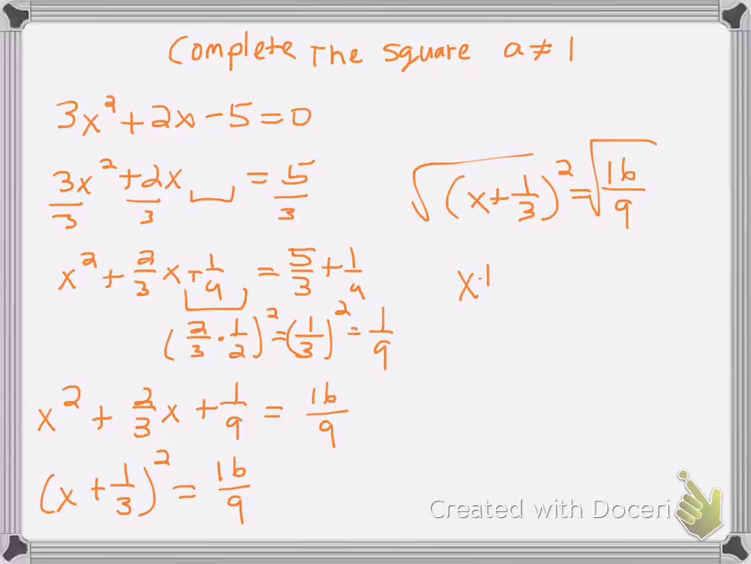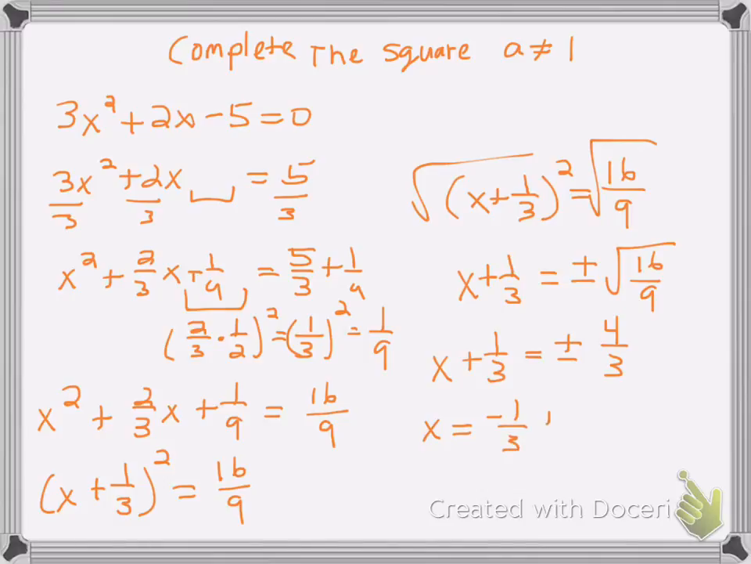So you end up getting x plus 1/3 is equal to 4 over 3, plus or minus the 4 over 3. All right, you just take the square root of the 16, take the square root of the 9. So you end up getting this as your equation. So x plus 1/3 is equal to plus or minus 4 over 3. Subtract a third from both sides.